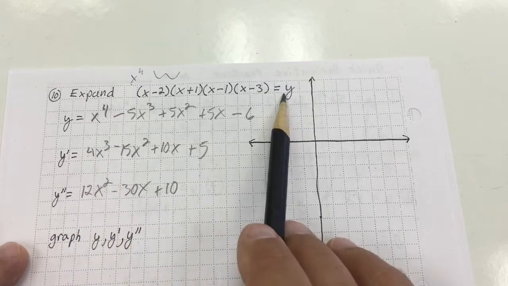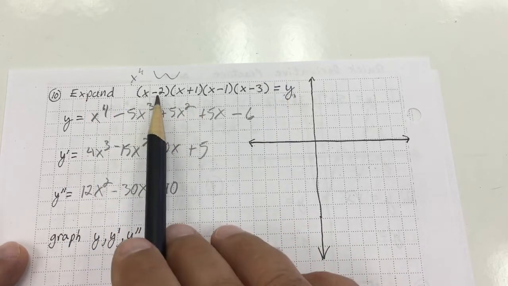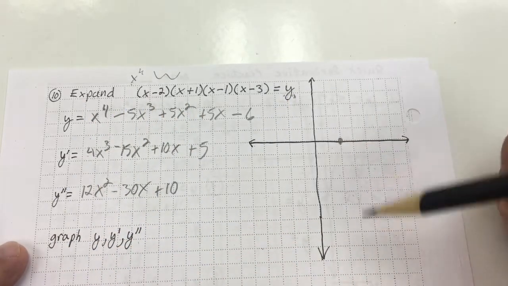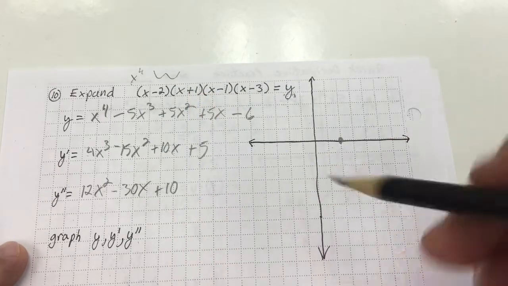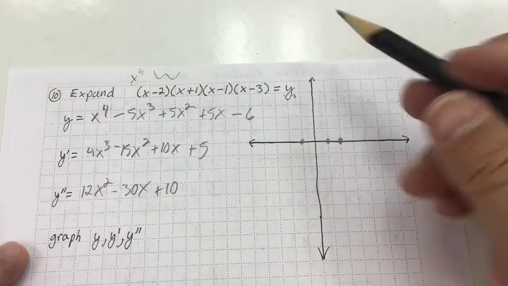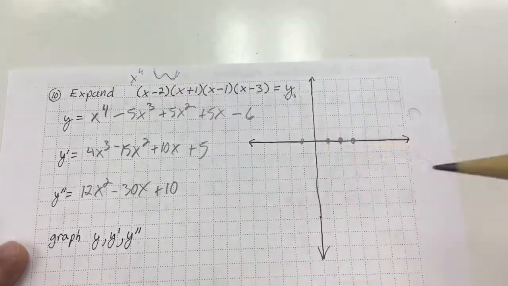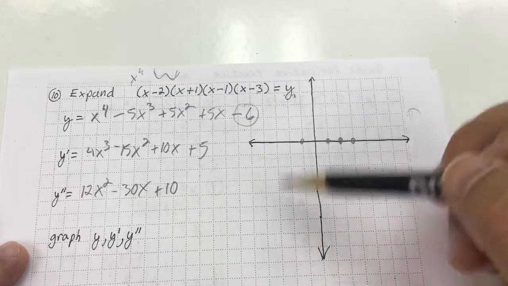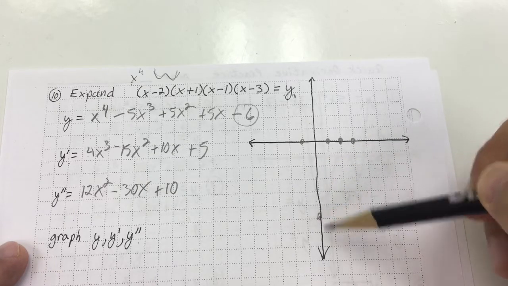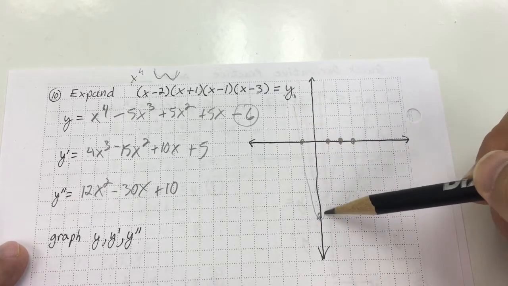To graph the original equation, y, just by looking at its factors, this means it's going to go through positive 2 on the x-axis. This means it's going to go through negative 1 and positive 1 on the x-axis. And this here means it's going to go through positive 3 on the x-axis. And notice the general shape. It's also going to go through negative 6. That's the y-intercept. 1, 2, 3, 4, 5, 6. So it's going to look kind of like a big W.